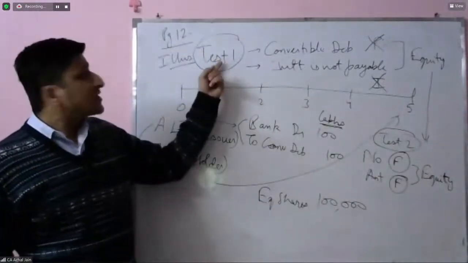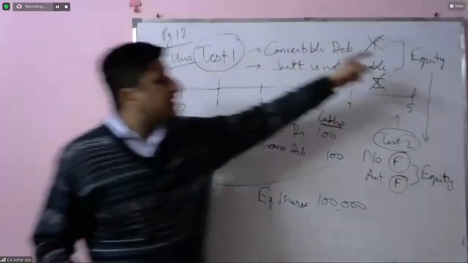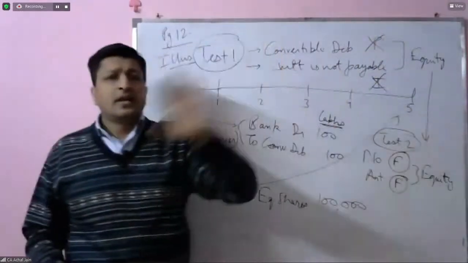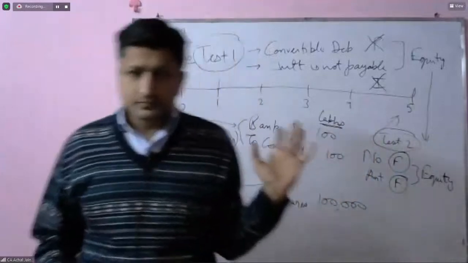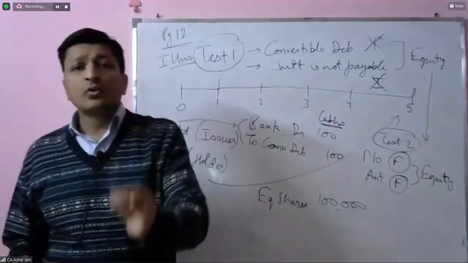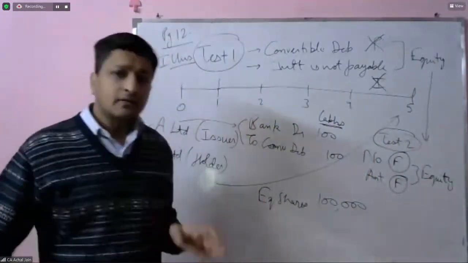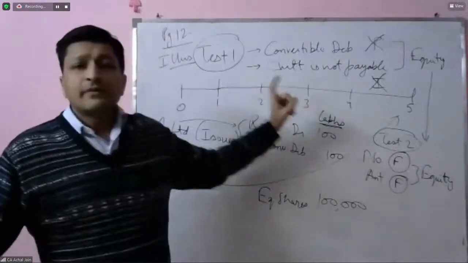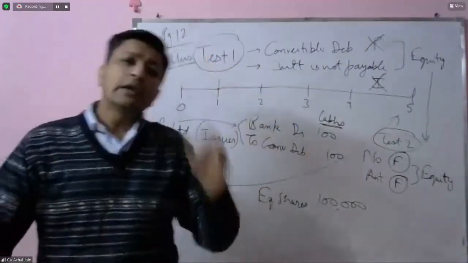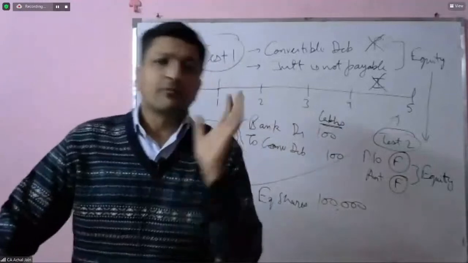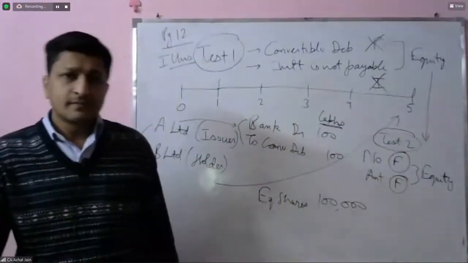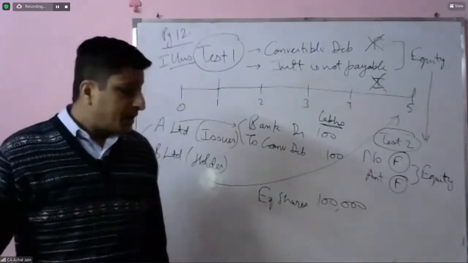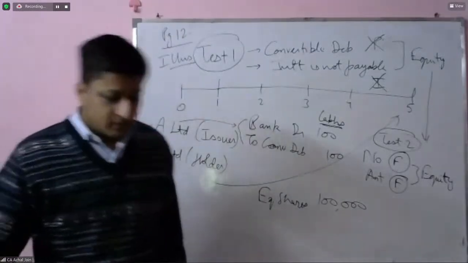However, if the first test calls this instrument a financial liability, then I don't need to get into test number 2. This test number 2 will only be required to be done when test number 1 calls an instrument equity. So you can add it to your notes, please. It's very, very important.